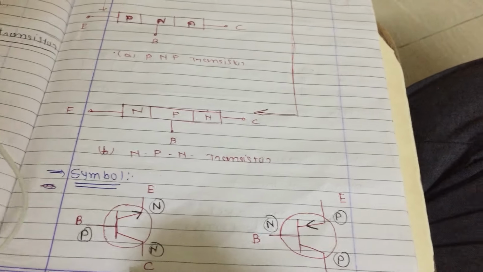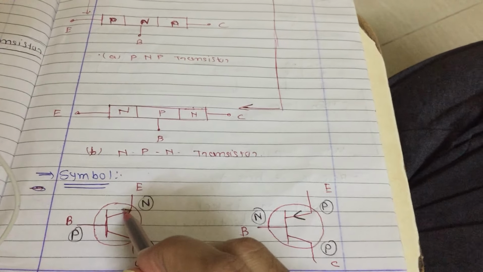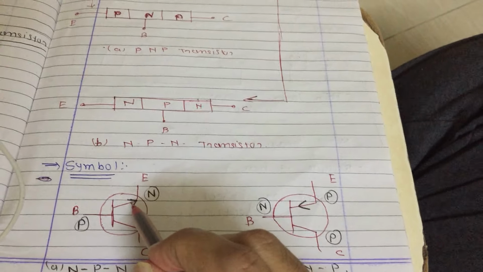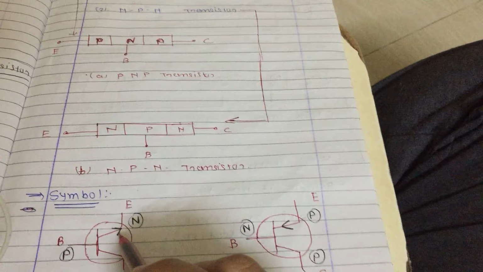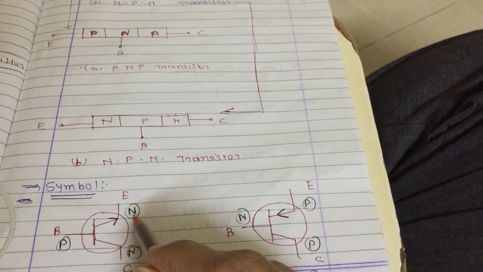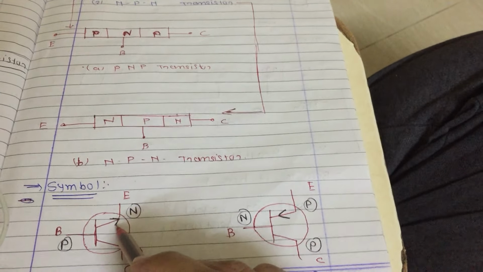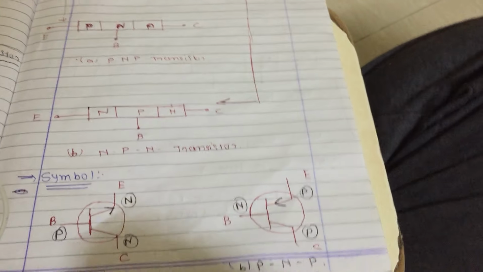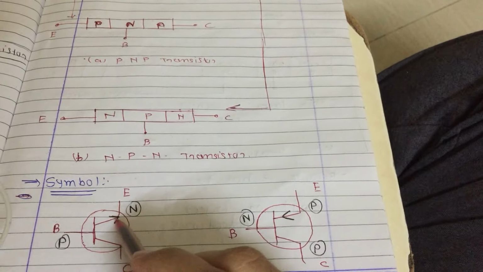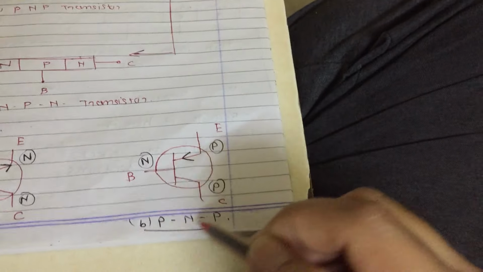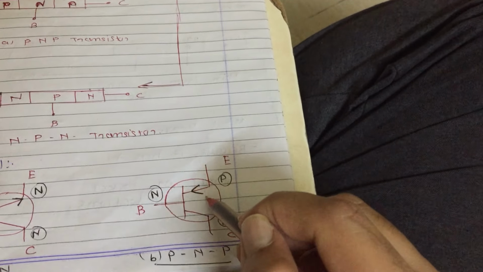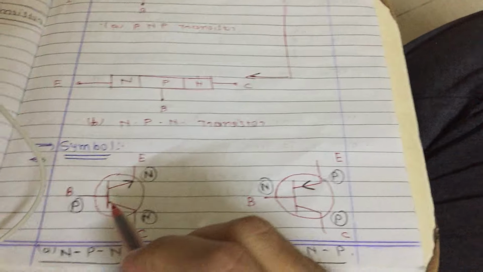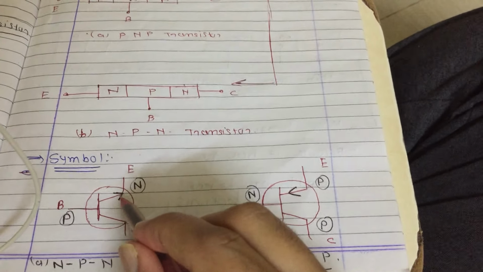Now you have to know how to put this direction of arrow. You have to keep in mind that the direction of the arrowhead always goes from P to N. So here in the transistor it comes like this, P to N, and same for the other, P to N. So in this symbol it comes like this, and in the other transistor symbol it comes like this.